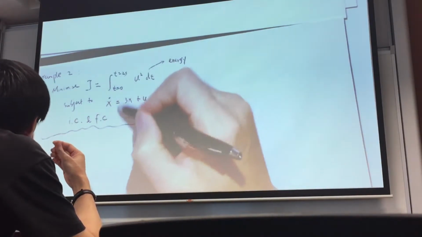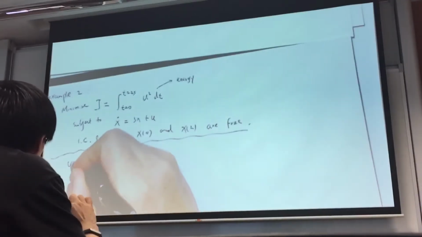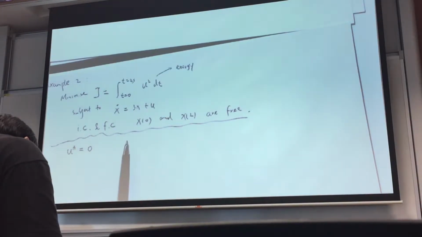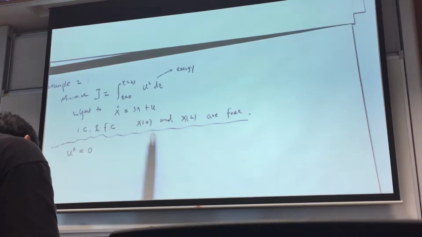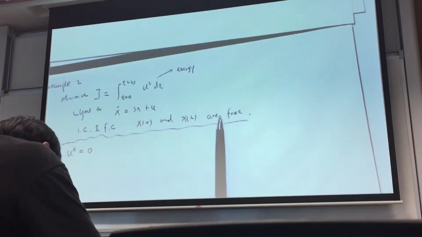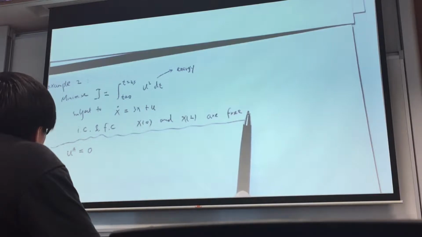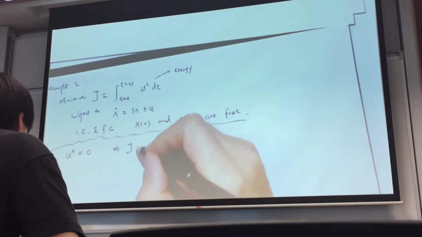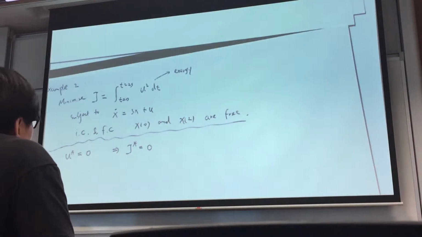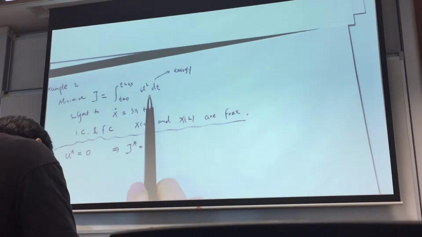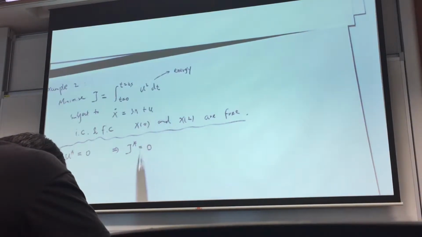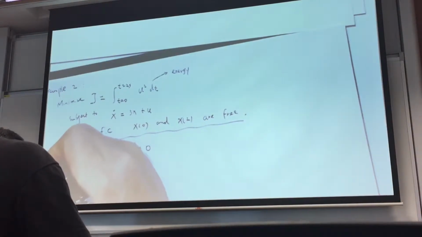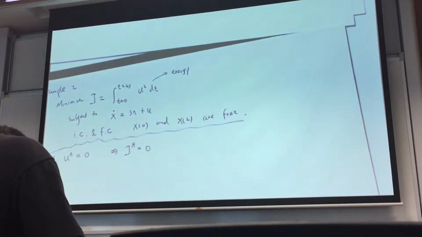From our intuitive understanding, we know actually this U star equal to 0, because the initial condition and the final condition are free, so there is nothing to be satisfied. In this case, definitely we got this J star equal to 0. So no energy is required in this control. This is the first method to solve this problem.